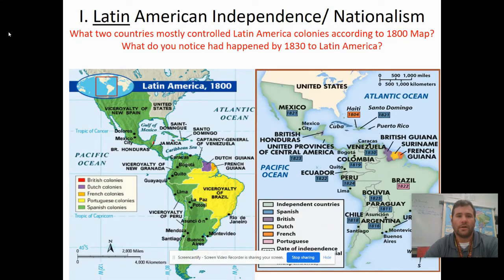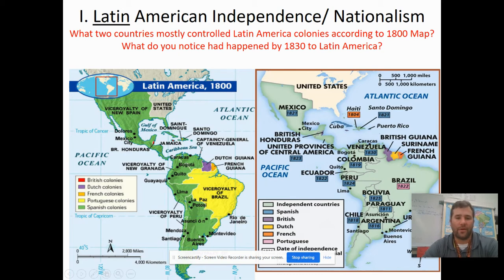This is Mr. Moore talking today about Latin American independence and Latin American nationalism, right? So we're going to get through this, talk about these key ideas and how these Latin American countries were created.